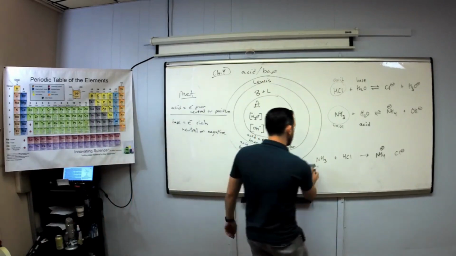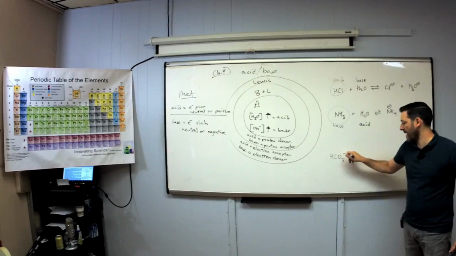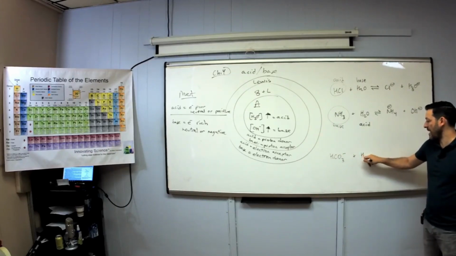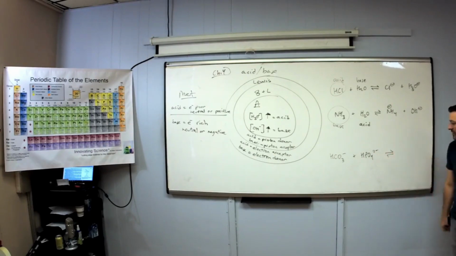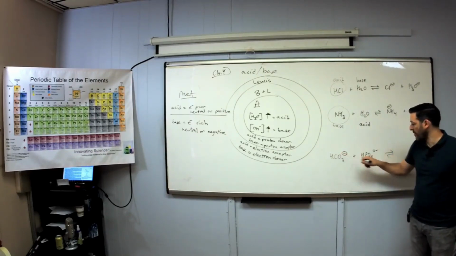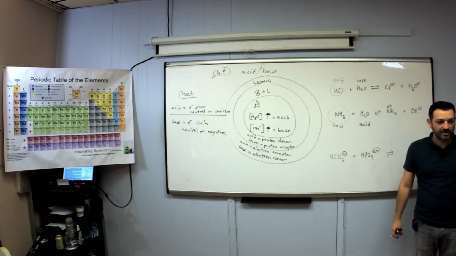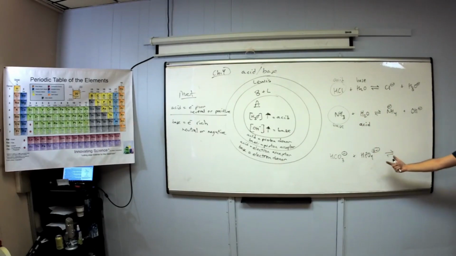What if you have a messed up reaction like this? HCO3 minus plus HPO4 2 minus. And I ask you to complete this acid-base reaction. One of them has to be an acid. One of them has to be a base. And do you notice they're both electron rich? Still, with my terms over there, you're going to be able to figure out what's what.